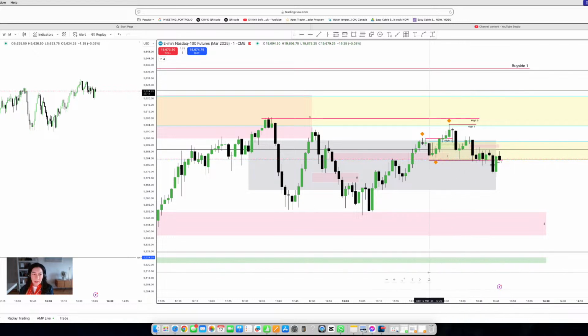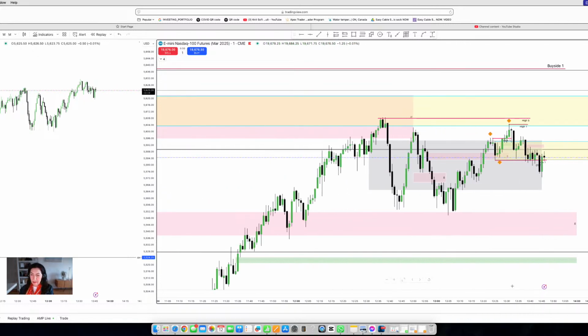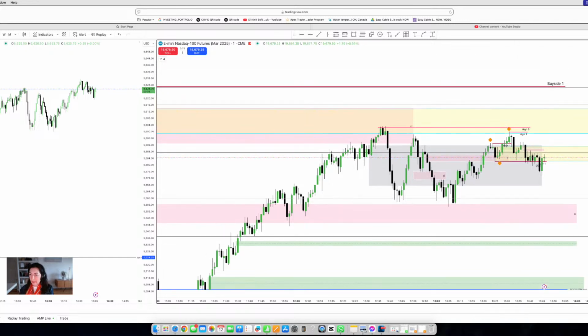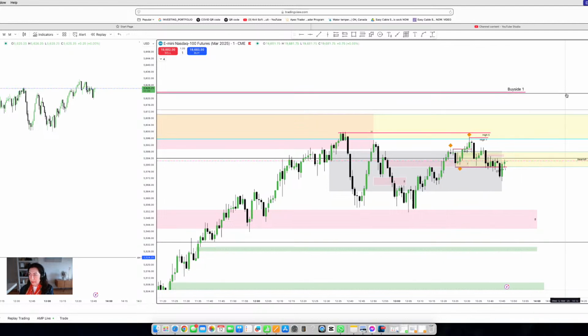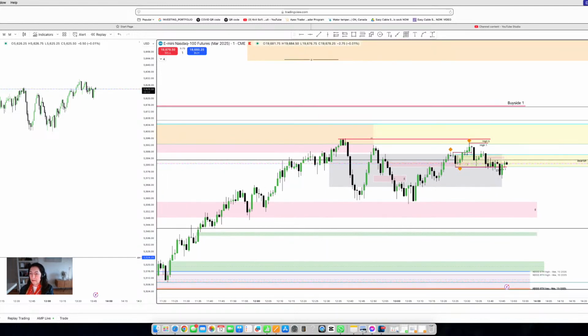We've already been down here, so unless price remains really weak, I still would like to see price run for the buy side here because we haven't been up here all afternoon. I'd like to see price run for the buy side, maybe the London high, and then possibly look for a reversal to the downside. That's ultimately what I would like to see.